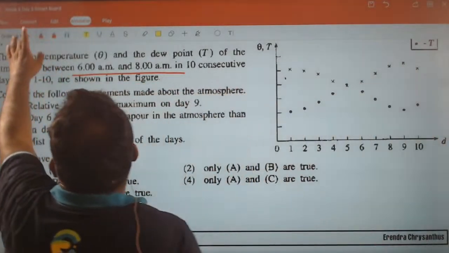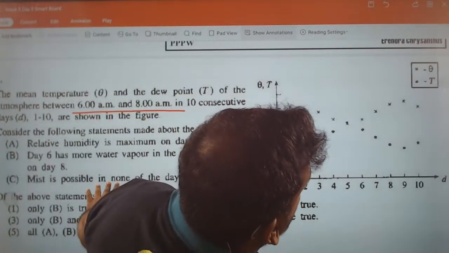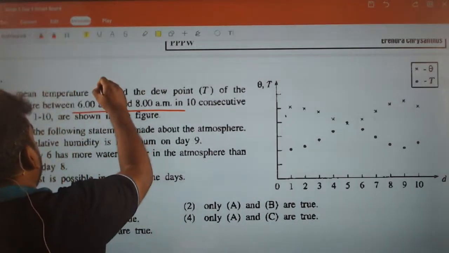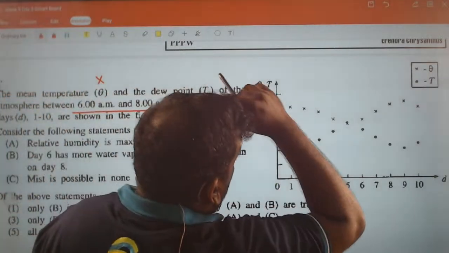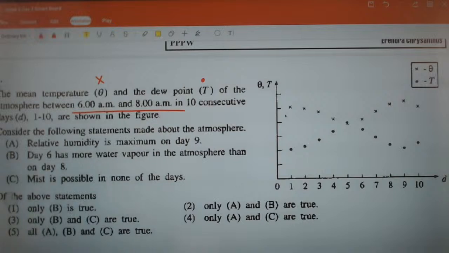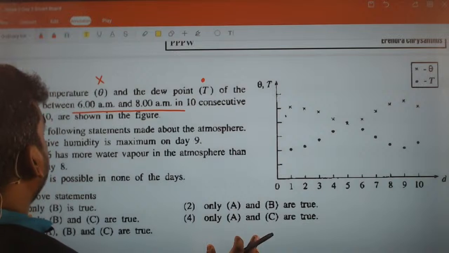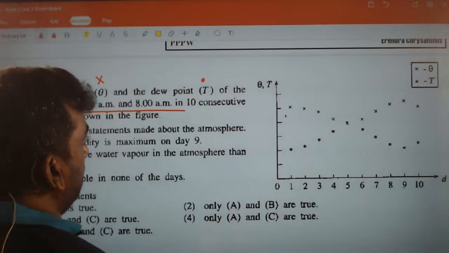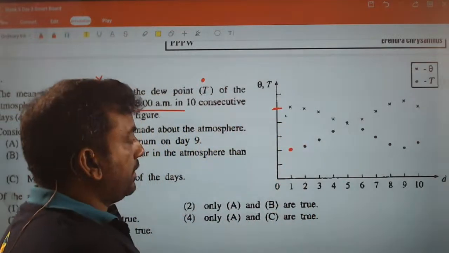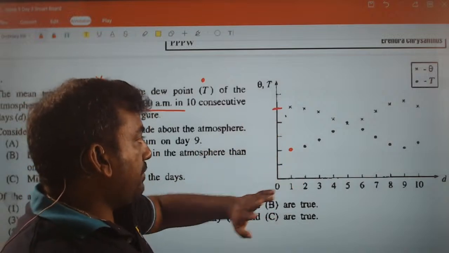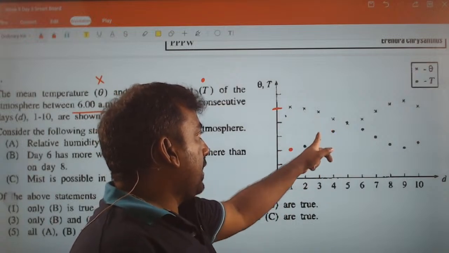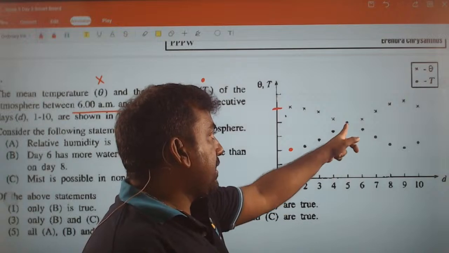So what have they given you? They have given you that cross is theta. Look at this. Dot is temperature, right? Look at the board carefully. So mean temperature and the dew point temperature. Mean temperature is somewhere here. Dew point temperature is low. Day number 1. Next. Mean temperature there, dew point is increasing.